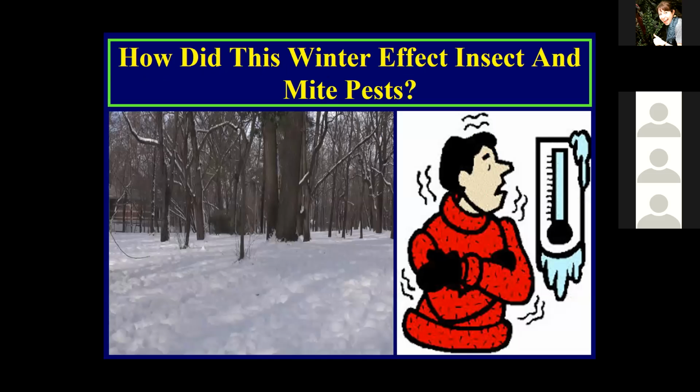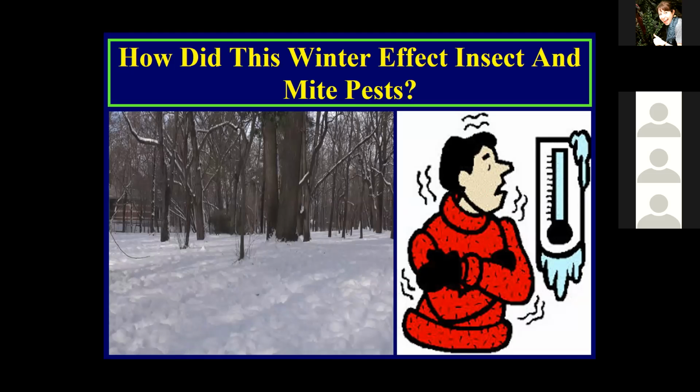Well, the first question I always get is, how did this winter affect insect and mite pests? I drove in at 4:30 one morning. It was minus 16 degrees in February in Manhattan, Kansas. It was cold. The problem is insects have their own means of dealing with winter temperatures, and snow cover provides good insulation for insects. And so although the ambient air temperature might be minus 16, the soil temperature might be 40 to 50 degrees Fahrenheit.